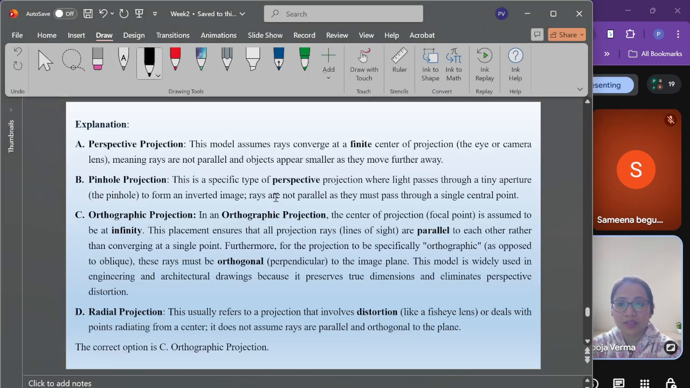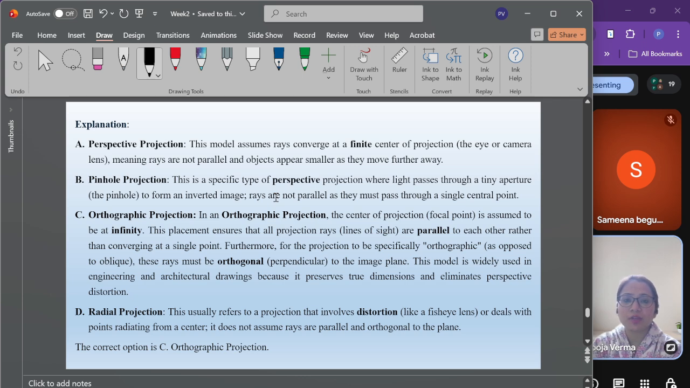Okay, so let's see the solution here. Option C is the correct answer for this one, but we will see the other projections as well. What is a perspective projection? This model assumes rays converge at a finite center of projection, like the eyes or the camera lens. That means the rays are not parallel. Objects appear smaller as they move further away. So this one is a perspective projection.